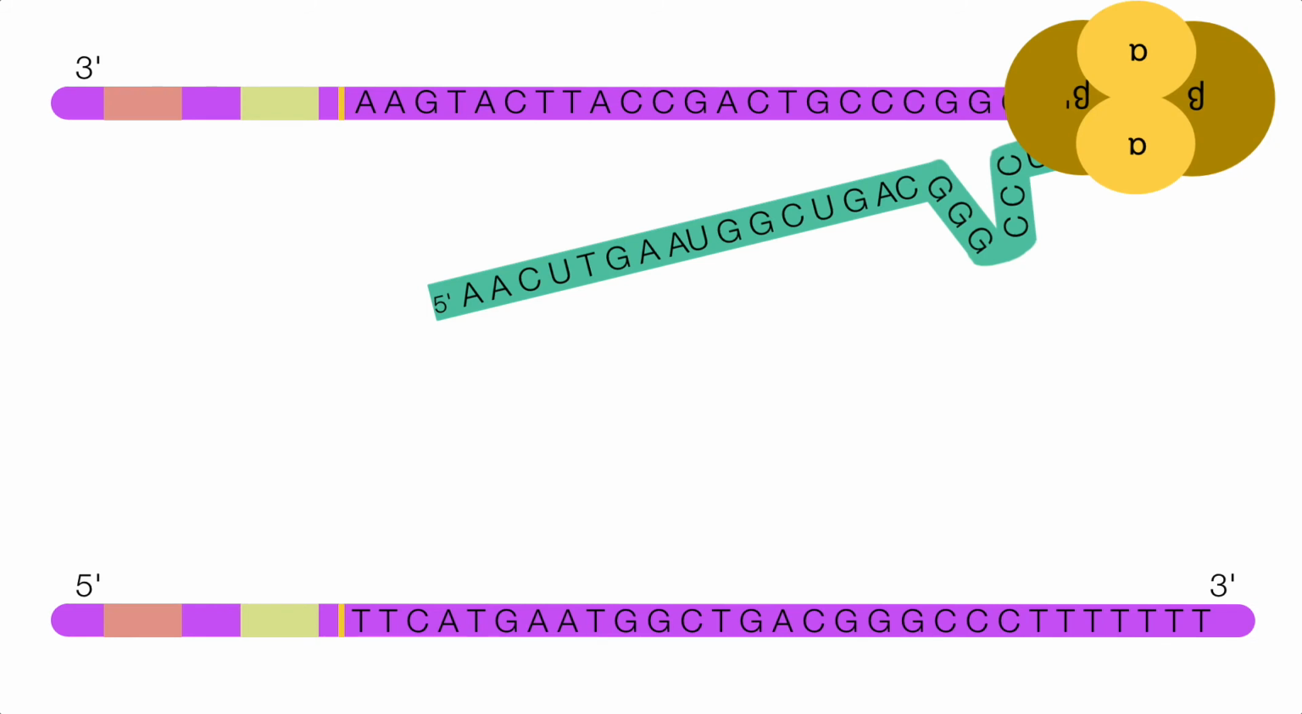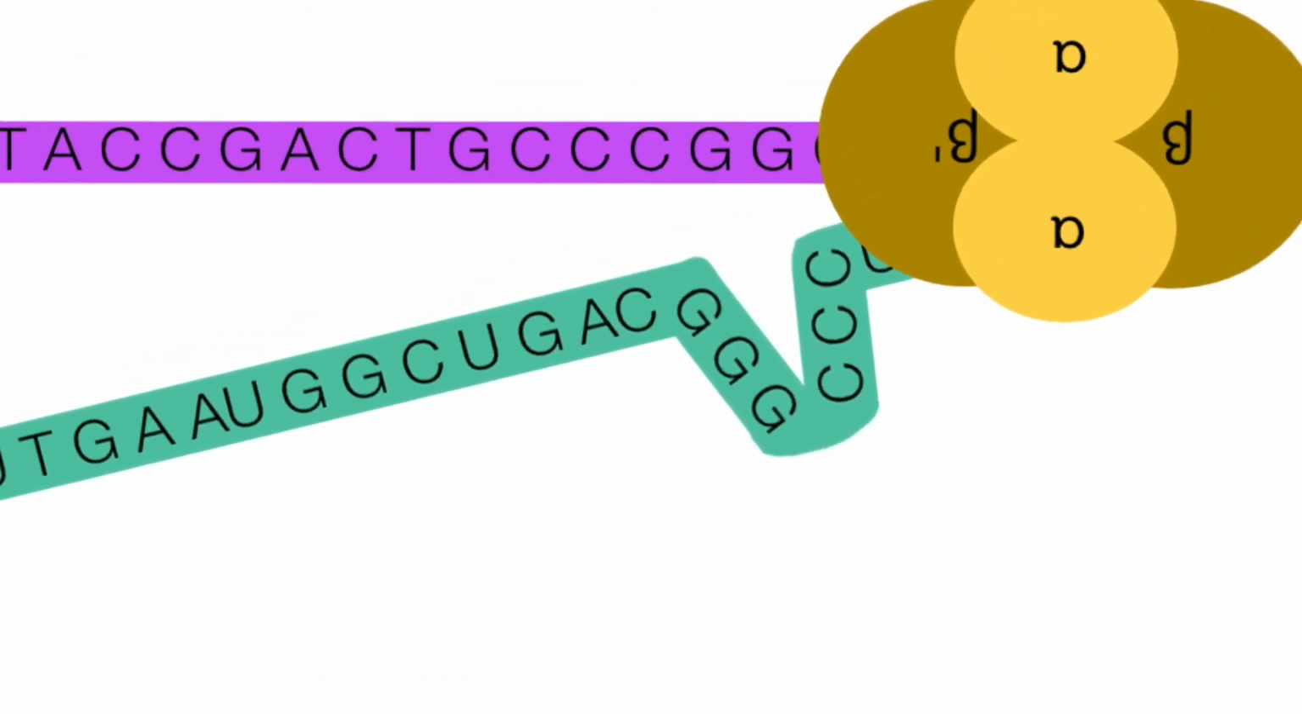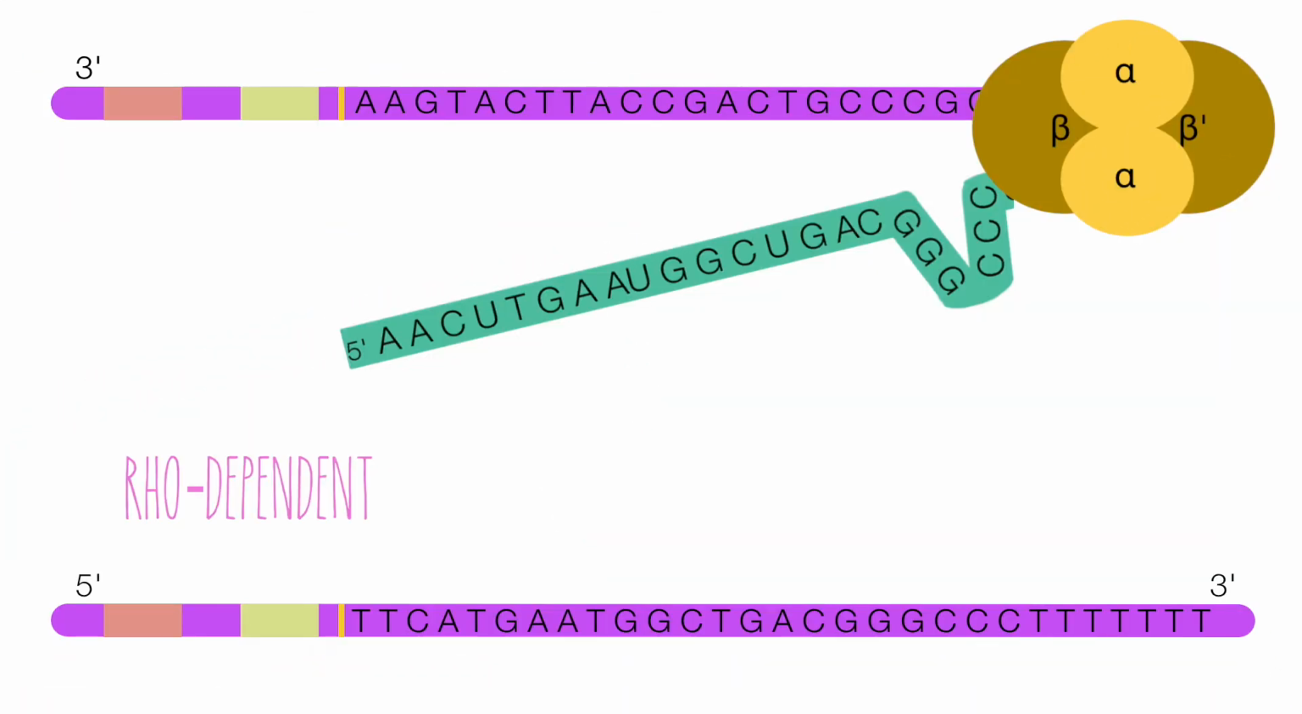There are multiple ways to terminate transcription in prokaryotes. They usually involve termination hairpins, which is RNA that has bonded with itself after reading an inverted repeat on DNA. Hairpins often look like this. One way of termination is known as Rho-dependent termination.